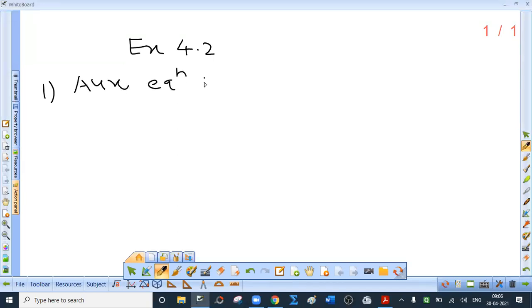Auxiliary equation is minus 3m square minus 4m plus 3 equal to 0, where m is slope.